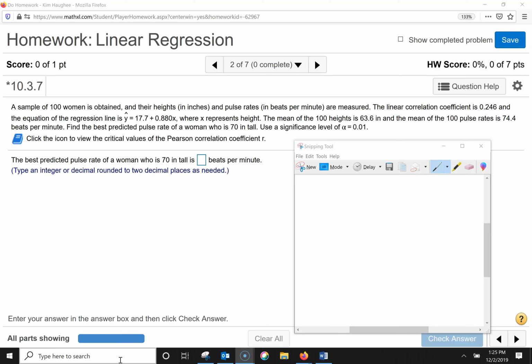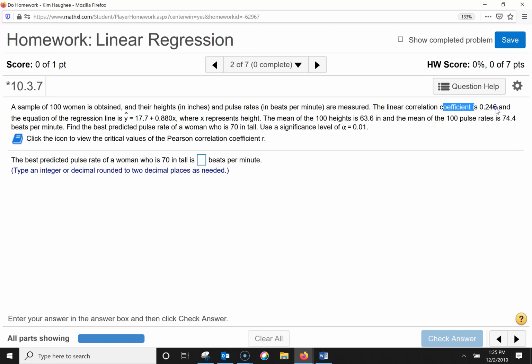So the next piece says find the best predicted pulse rate of a woman who is 70 inches tall using a significance level of alpha equals 0.01. What we need to do is figure out if this linear correlation coefficient of 0.246 is strong enough or not.